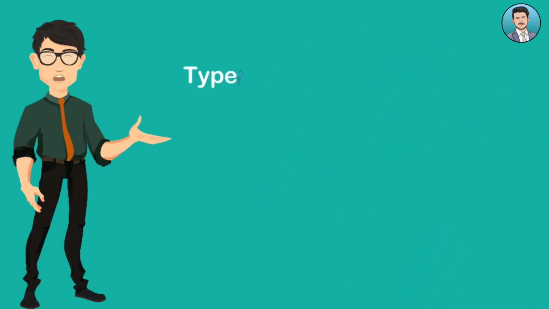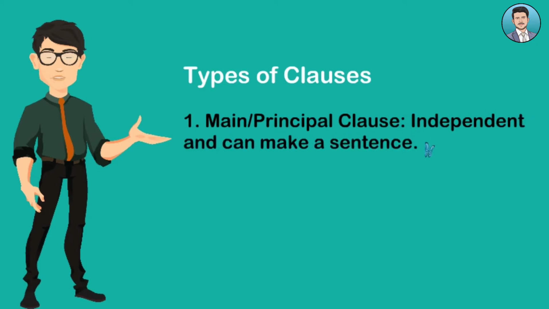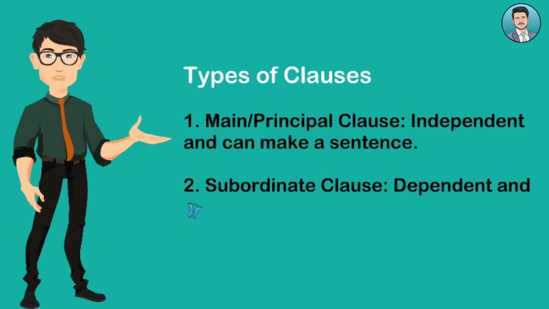Alright, so mainly we have two types of clauses, and they include the main or principal clause and the subordinate clause. The main clause is the independent clause and it can make a sentence on its own, whereas a dependent clause cannot make a sentence. A subordinate clause is also called a dependent clause. And how do these things work? Let us understand by looking at some sentence examples.